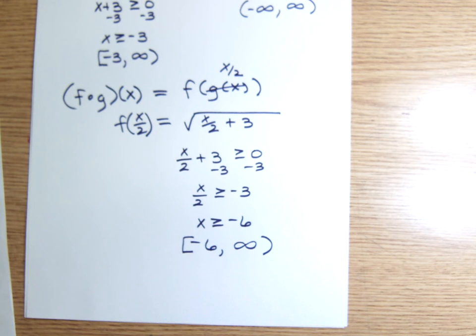Okay, let's look at, let's see. That goes all the way up to 48. That's what you're doing, finding the domain of each one, and then the domain of the composite.